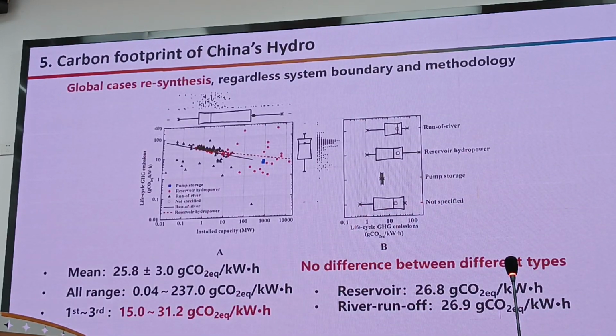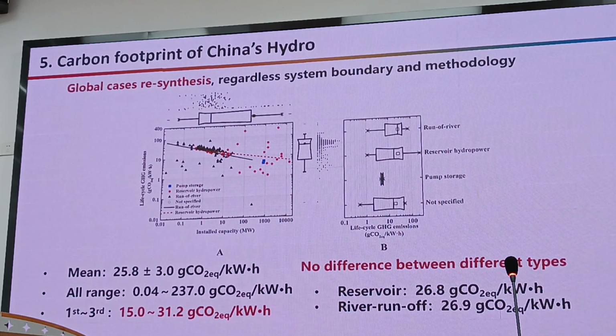Within this, we carried out a global data set analysis. These are from global data sets of more than 200 hydropower projects. We collected published data and made some regression. You will see that regardless of the system boundary and regardless of the methodology, the global data sets told us that hydro has a mean of around 25 grams of carbon dioxide equivalent per kilowatt hour.